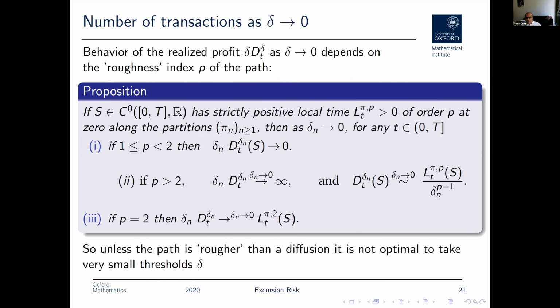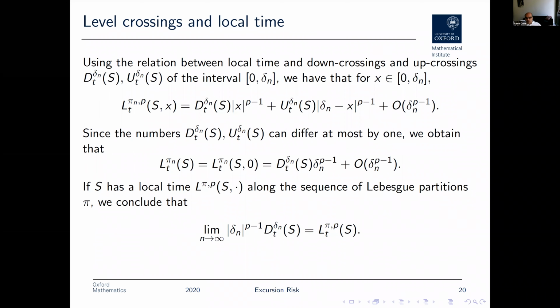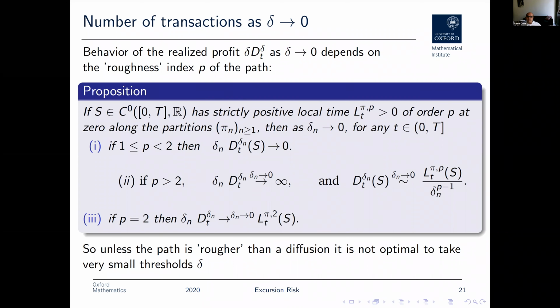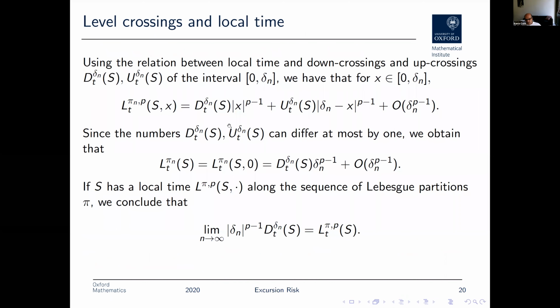Okay, so this is exactly what we need because we want the asymptotics of d delta, the number of delta excursions, and the realized profit, which is delta times d delta. Well, this tells us exactly what's going to happen, and it's going to depend on the roughness index of the path. Okay. So here is the statement. I'm just going to use this formula and reformulate it in terms of the quantity we're interested in. So this is the result we're going to use.